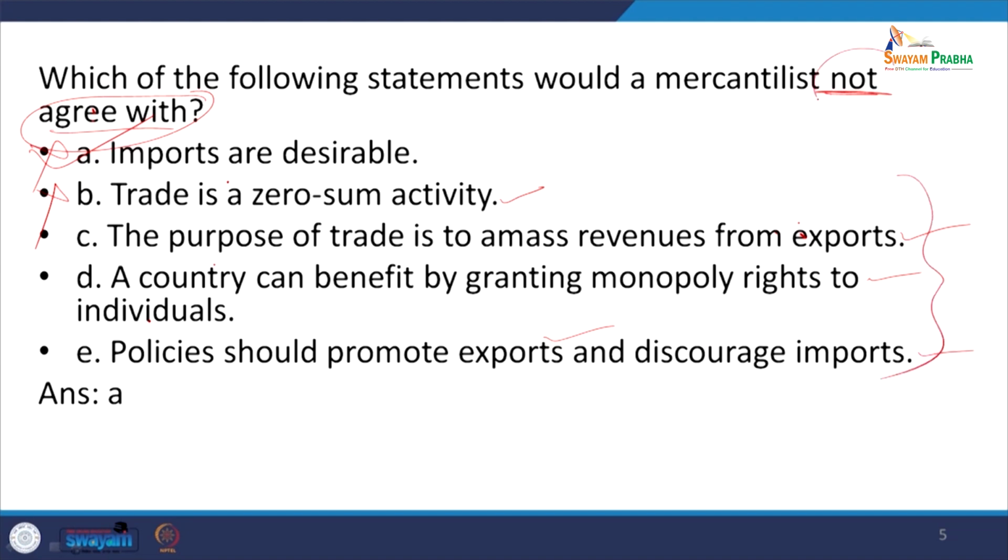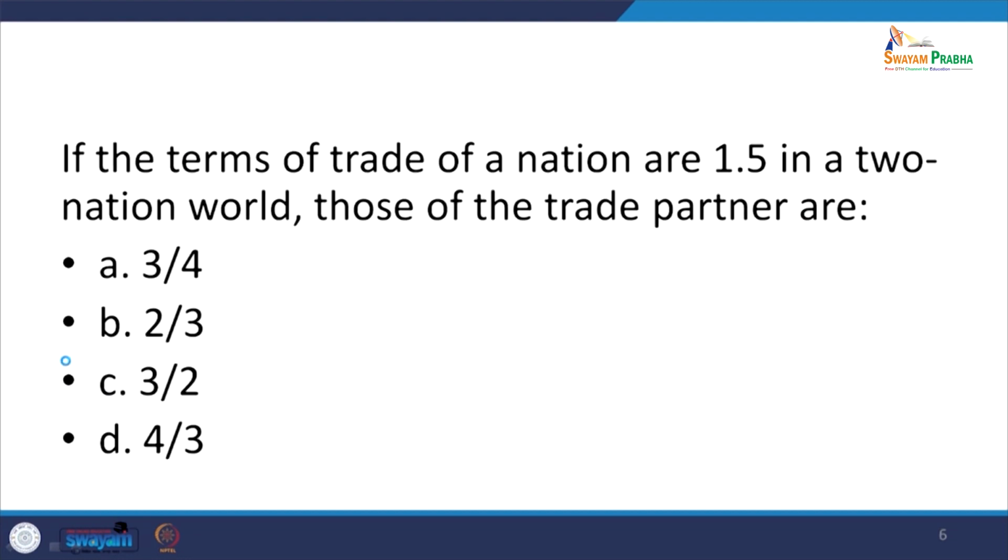But here we are asking what they do not agree with. Imports are desirable, which they did not agree with. Therefore, A is the right answer. Mark carefully: initially I thought it was "agree with," but the question asked for where they did not agree. So A is the answer here.